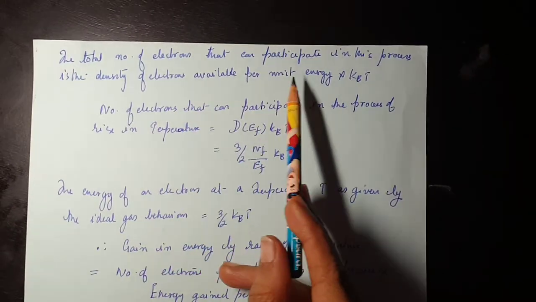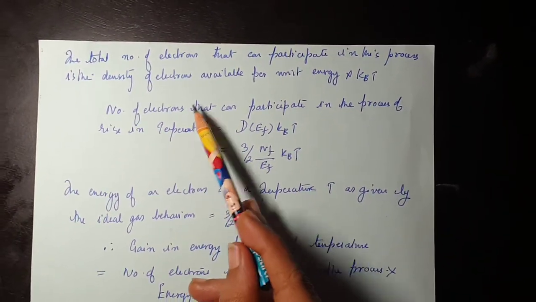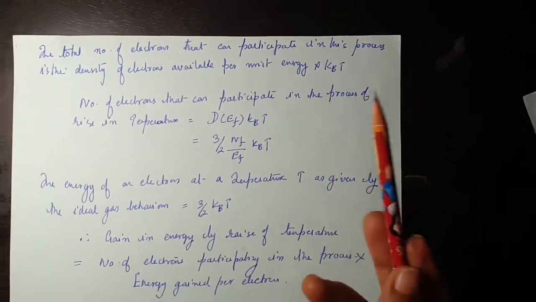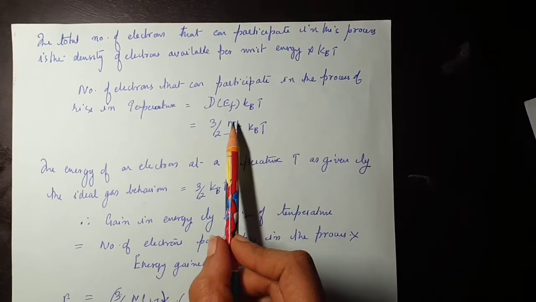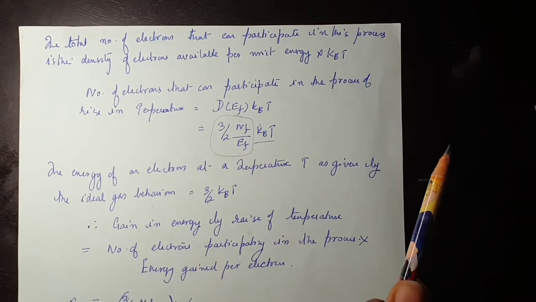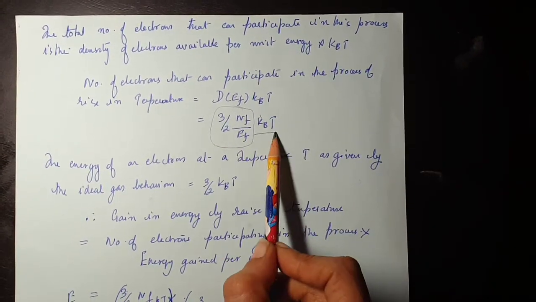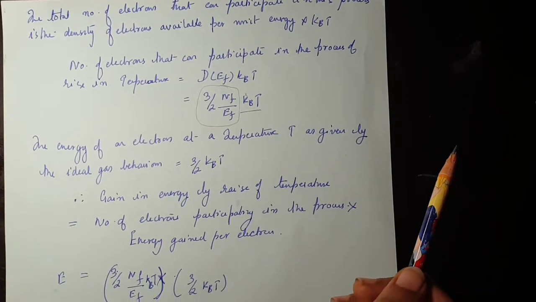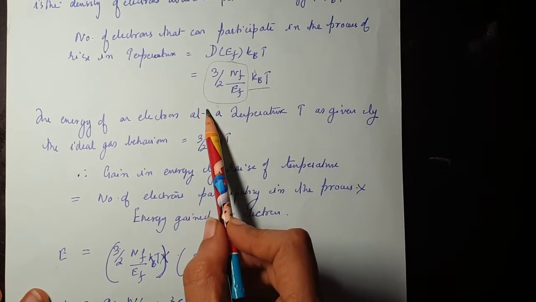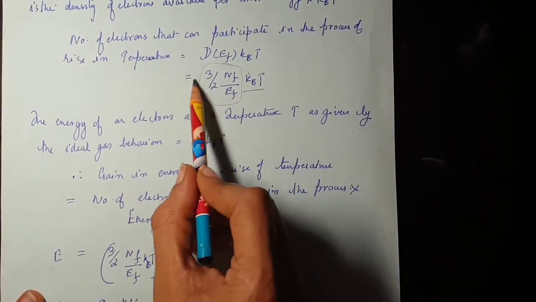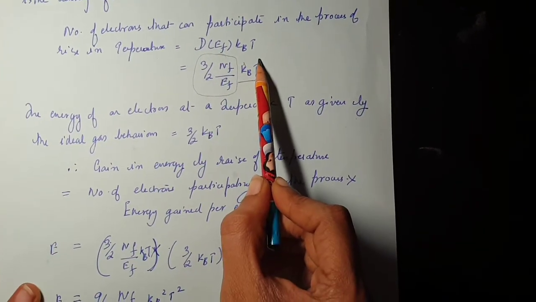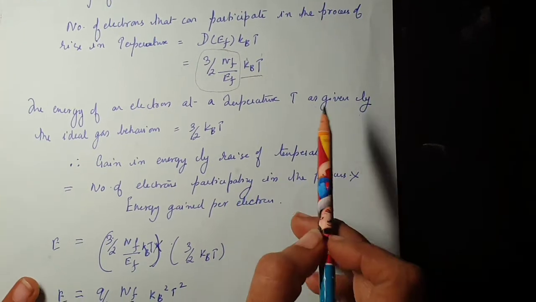So the total number of electrons that can participate in this process is the density of electrons available per unit energy, multiplied by kBT. So we have our formula, that is the density of states, and I am just multiplying by kBT. So this is the number of electrons. From this what we have found is the number of electrons that can participate in the process of rising of temperature.